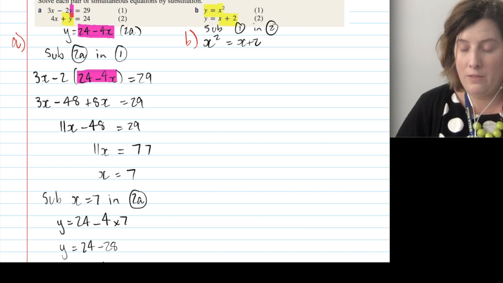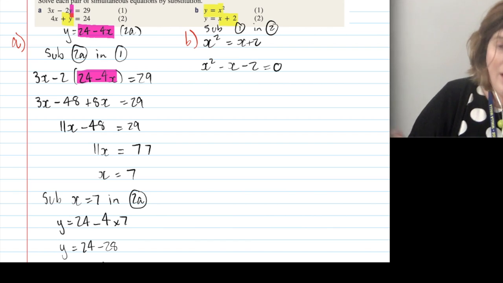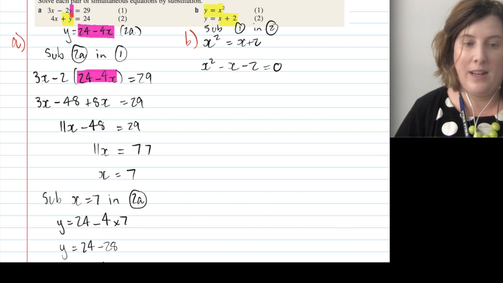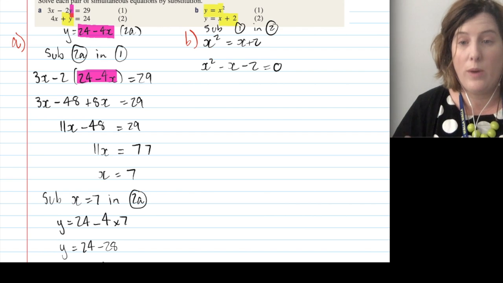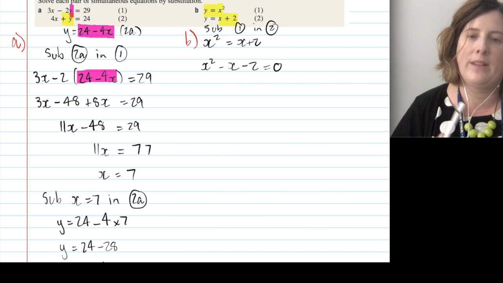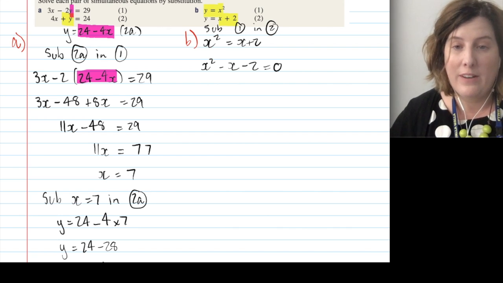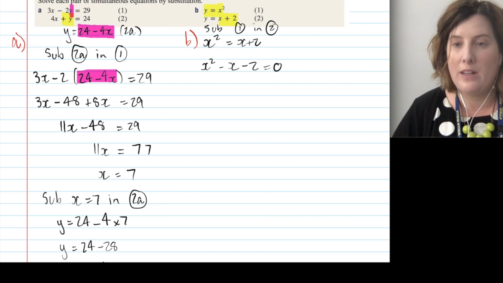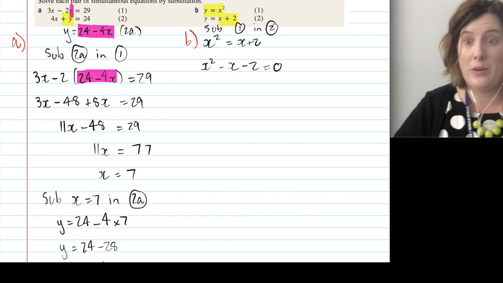I'm going to get everything over to one side. So I've got x squared take x take 2 equals 0. Like we did in exercise 1F, what we really need now is to factorize this, because then it's easy to solve. You could chuck this straight in the quadratic equation. X equals minus b plus minus the square root of b squared take 4ac all over 2a. I actually think this is one of the rare occasions where factorising is going to be easier. So what multiplies to give negative 2 that adds to give negative 1? Negative 2 and positive 1.